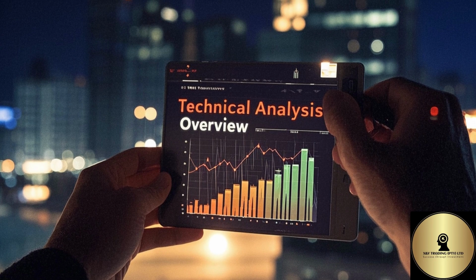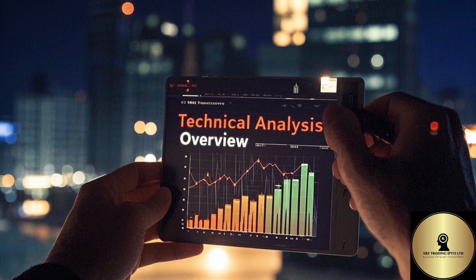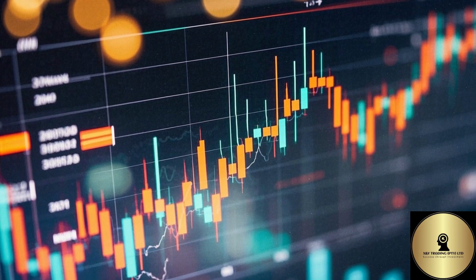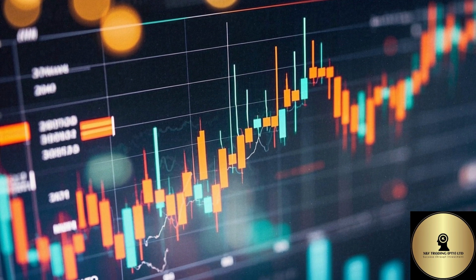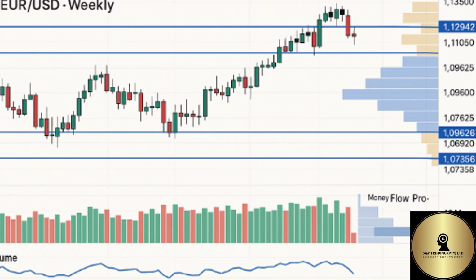Let us get down to the technical analysis overview. Let us start off by looking at the weekly chart regarding the volume and money flow profile. The Euro-USD remains in a year-to-date uptrend, but recent weekly candles show some consolidation just under the 1.130 ceiling.